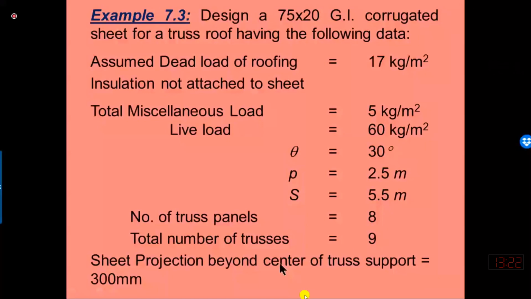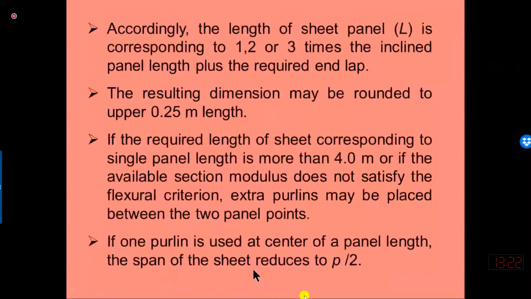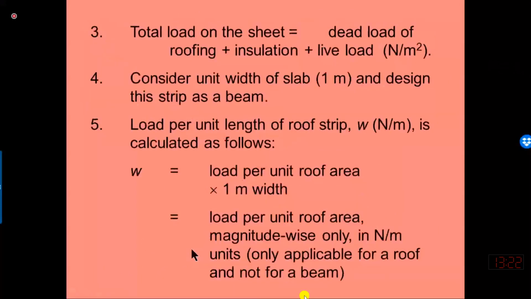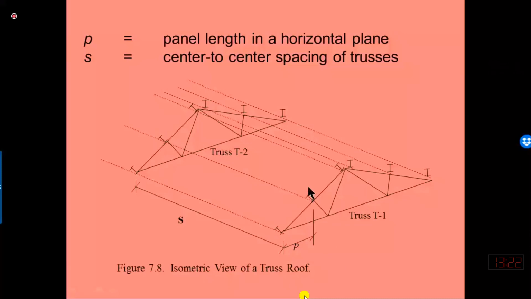So what is this sheet projection? Last time I explained it. At the edge, for example, this is the last purlin which is at the support. The sheet is further extended beyond this support, and its length is given as 300 millimeter. I will check whether we have a sketch of the truss or not. Last time I sketched it. If we are providing the sheet, the sheet is further extended beyond this support by a distance of 300 millimeter.